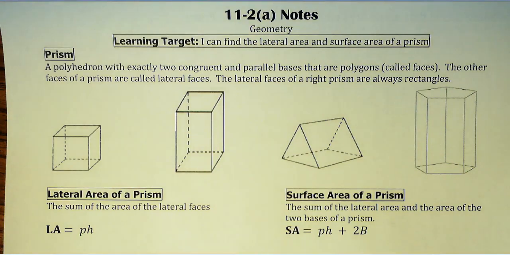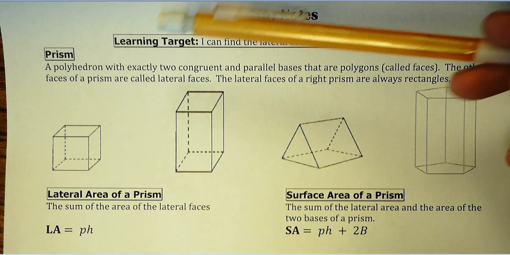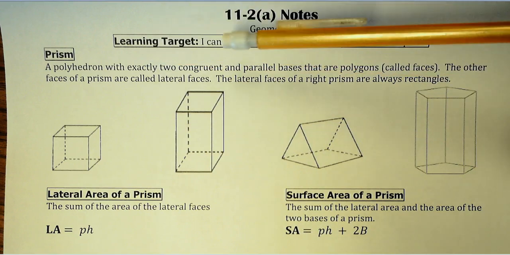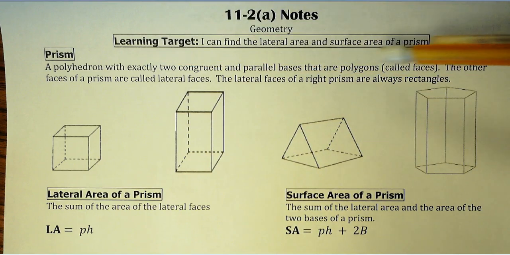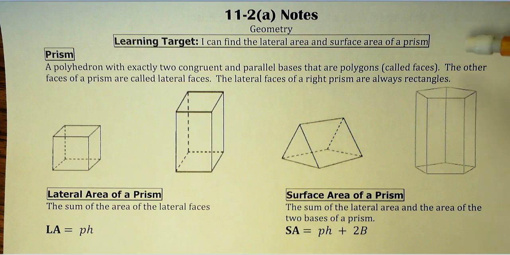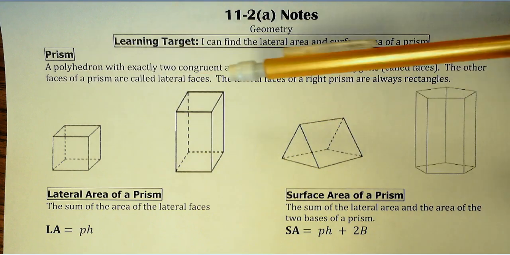All right, today we are going to talk about how to find the lateral area and the surface area of a prism. Just to remind you from the introduction we had about 3D solids, a prism is a polyhedron with exactly two congruent and parallel bases that are polygons. And the other faces of the prism are called lateral faces.